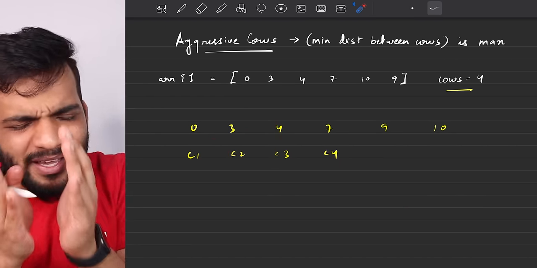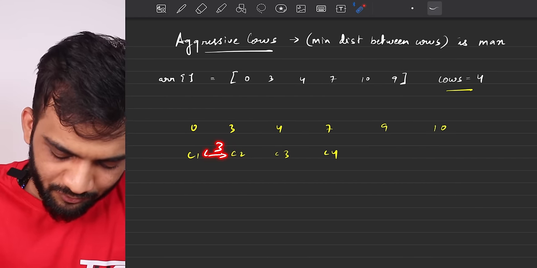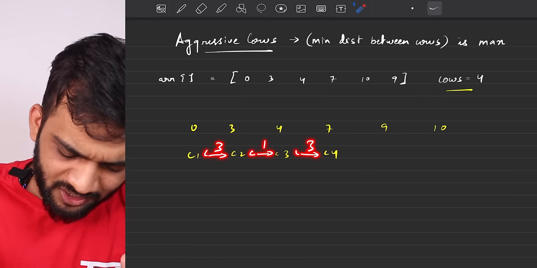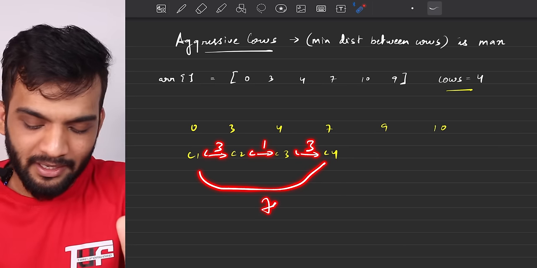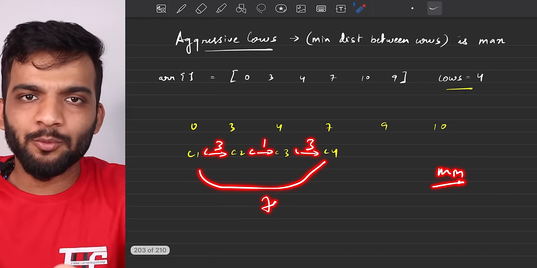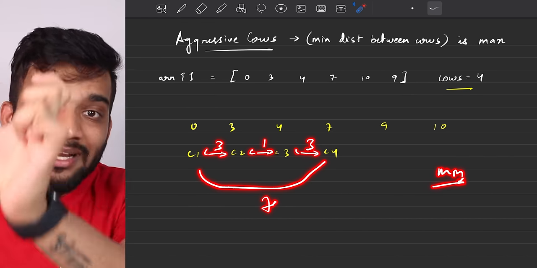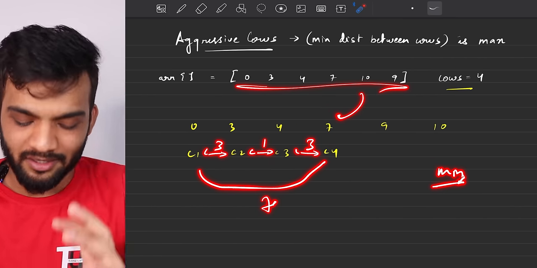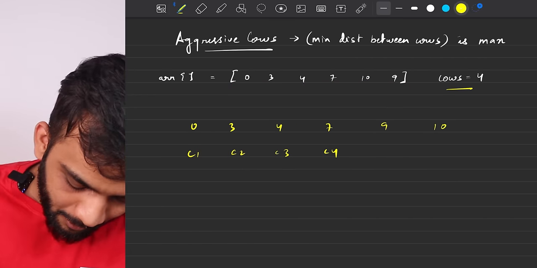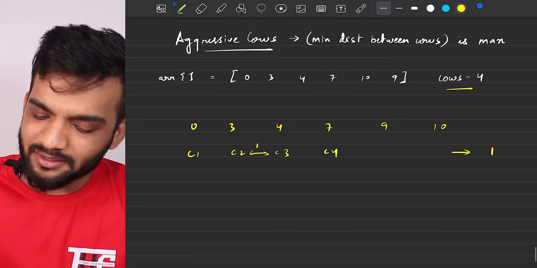And that will always be between consecutive cows. If you just figure out 3, 1, 3, you don't need the distance between the others, because you're looking for the minimum. And the minimum will always happen to be between consecutive stalls. That is the reason I sorted the stalls. Got it? So I know that the minimum is between this one. If I place it like this, I'll get the distance as 1.